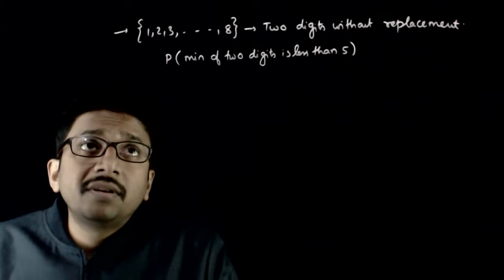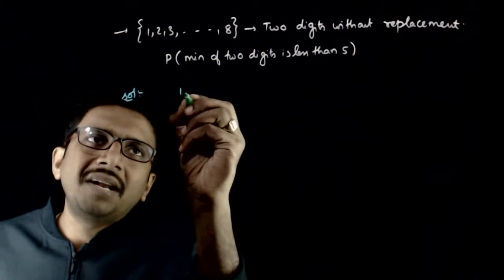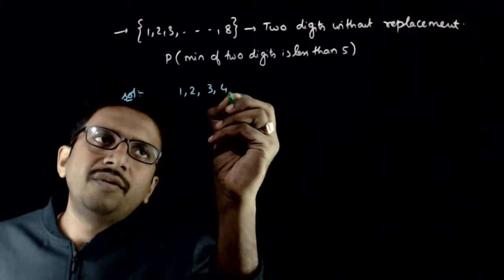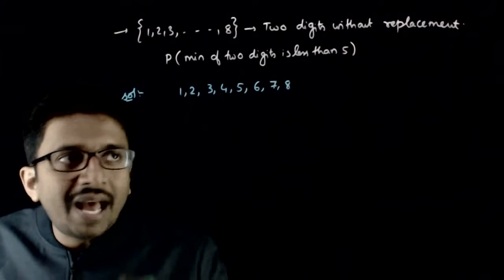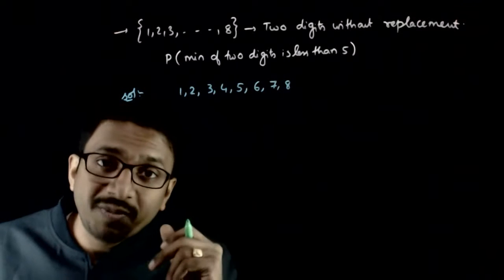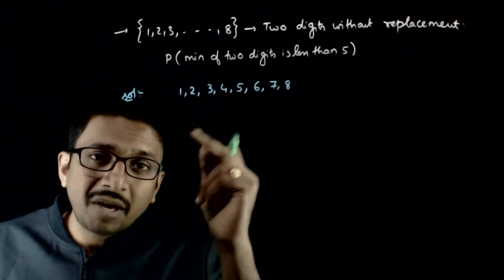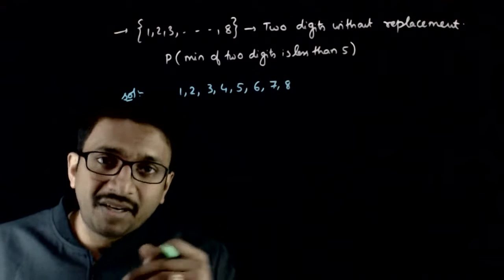So welcome students. In this question, you're given numbers 1, 2, 3, 4, 5, 6, 7 and 8. You have these 8 numbers. You're selecting 2 digits out of this without replacement. That is, if you take 3, next time you cannot take 3. So you're effectively selecting 2 different digits.